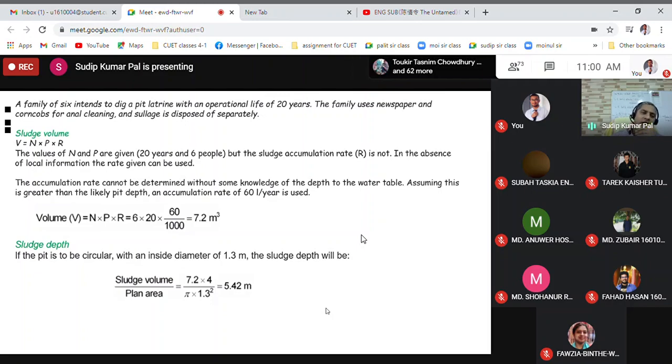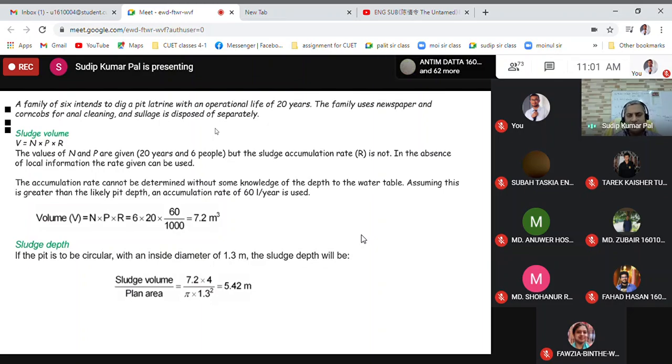As you know, the family of 6 means P is given as 6, and the operational life of 20 years means N is given. What is not given is the sludge accumulation rate, where these people are living, and what type of diet they have. That also means the water table is not given. So it's very difficult to assume which figure or which number I will choose.